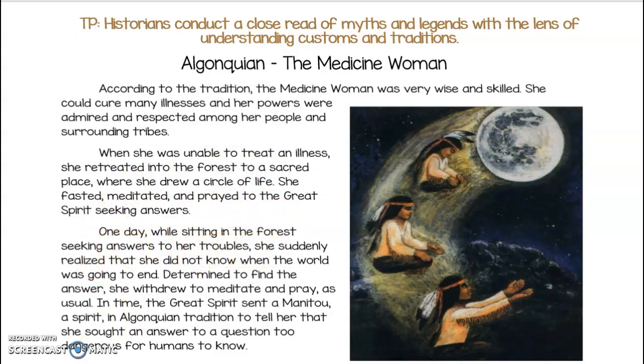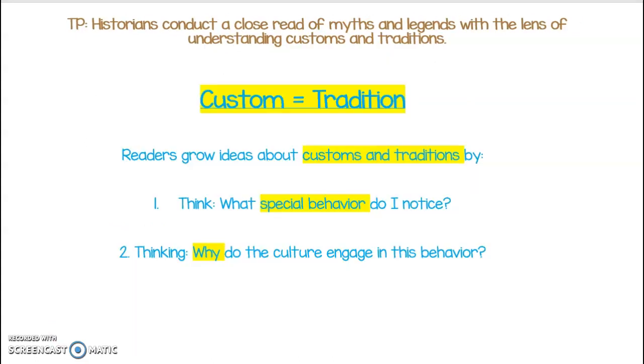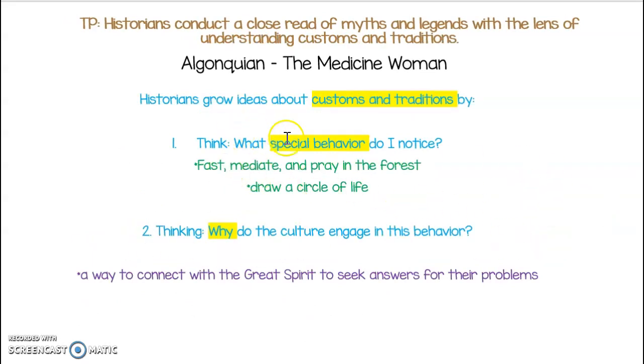Alright guys, did you notice how I did a close read with these two different questions and I was able to have a better understanding of the text? So do you see why it's important to reread? Okay, so here are my answers. What special behaviors did I notice? She fasted, meditated, and prayed in the forest, and she drew a circle of life. Why did she do this? It was a way to connect to the Great Spirit and to seek answers for her problems.